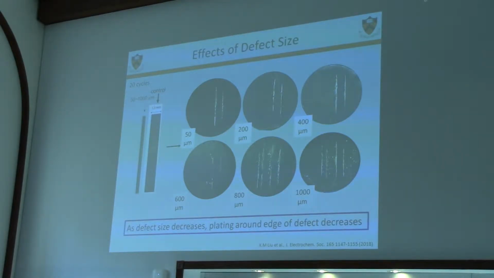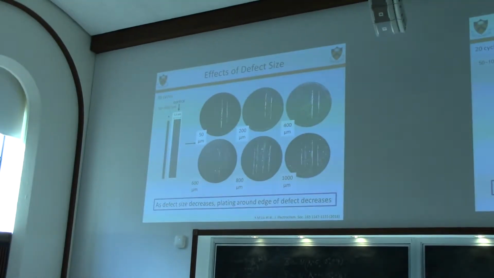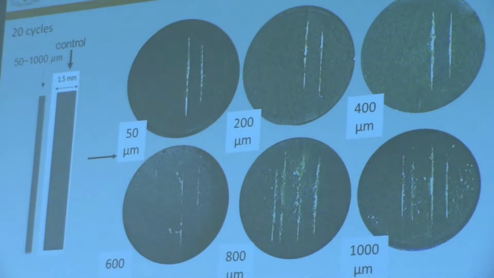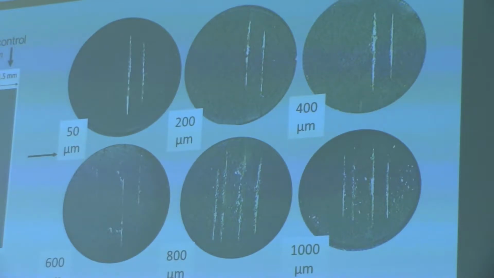And so we can do an experiment and we can make different size defects. And we can ask, when do I see plating? When do I not? And here you can see this is my control, my 1.5 millimeter line, to make sure I get plating there to know that my experiment's working. I go from 50 to 200 to 400. At 600 I start seeing plating. At 800 I see a lot of plating. At 1 millimeter I see a lot of plating. Right? So as the defect size decreases, the plating around the edge is also going to decrease.